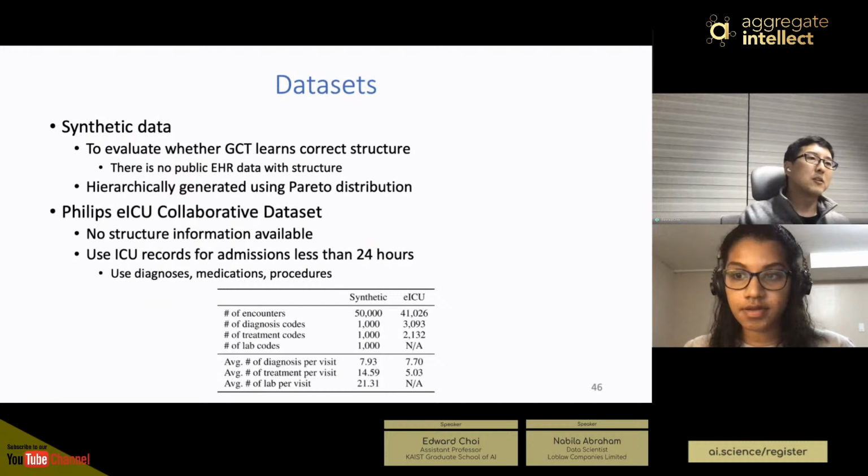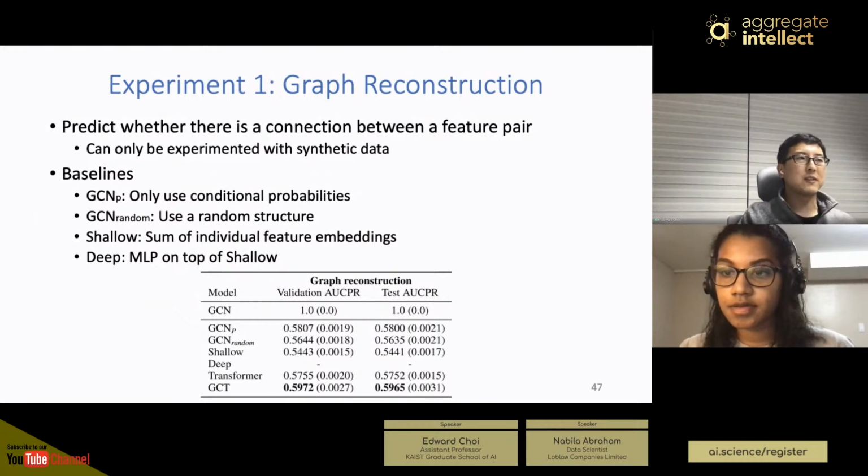And so I tested this model on two datasets. One is synthetic, the other is EICU. EICU is a real world dataset which does not contain the true structure, the true red arrow. So in order to prove the point that GCT can learn the true structure, I needed to generate a synthetic one. I generated a synthetic dataset that looks as similar as possible to the true EHR structure. So I used a Pareto distribution, some convoluted process to make it look like real EHR data.